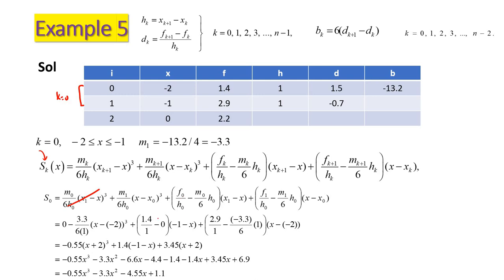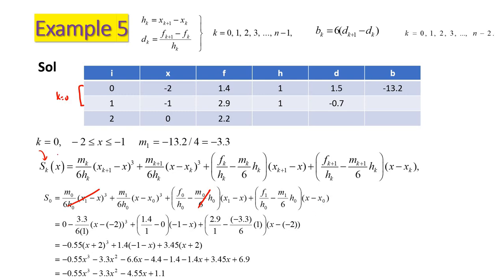F naught is actually 1.4. H naught here is 1. M naught is 0, so this term is 0. So x1 is negative 1, so minus x. F1 is 2.9. H naught is 1. So plug in M1, negative 3.3 over 6. H naught is 1. So x naught is negative 2.